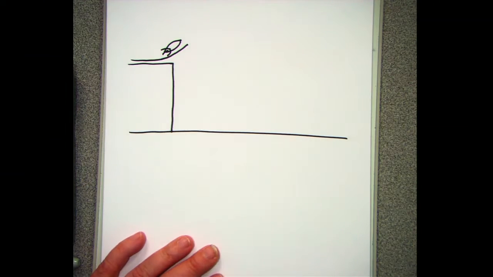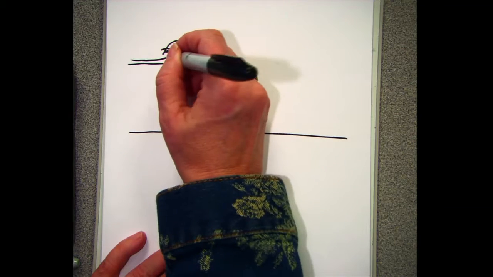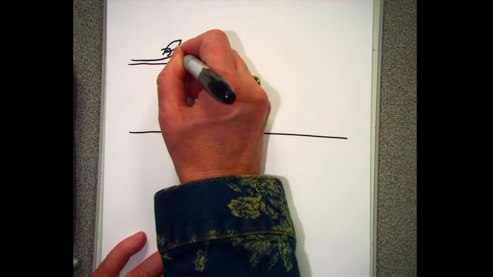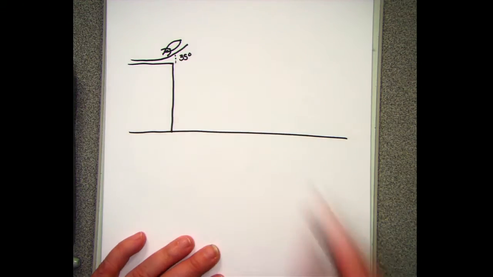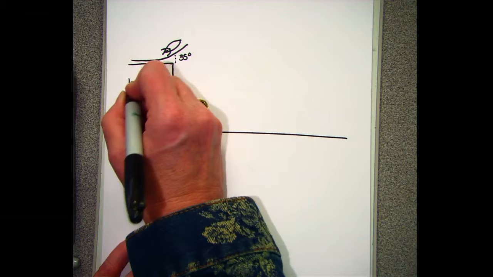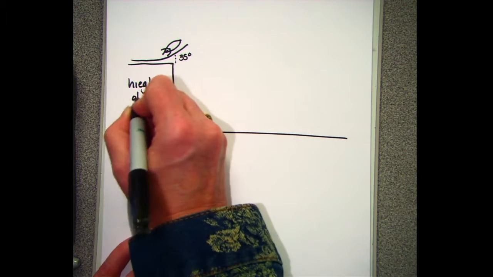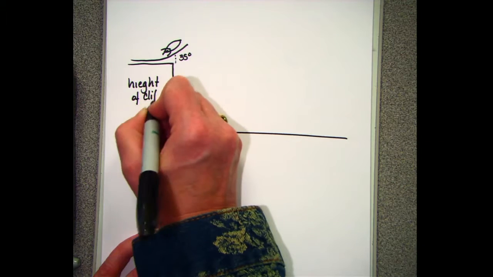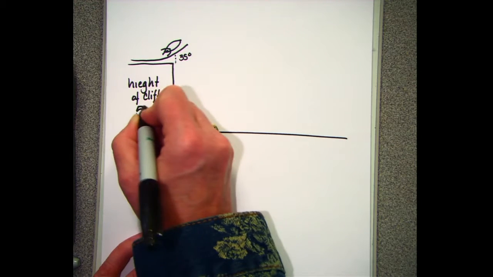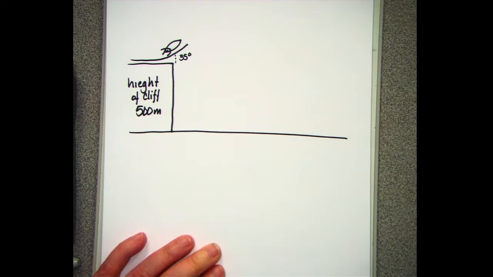So we got a rocket, and we're going to start off with a 35-degree angle. So Wile E. Coyote is going to go off with a 35-degree angle. We're going to start with the height of the cliff being 500 meters. And we've all watched Wile E. Coyote.